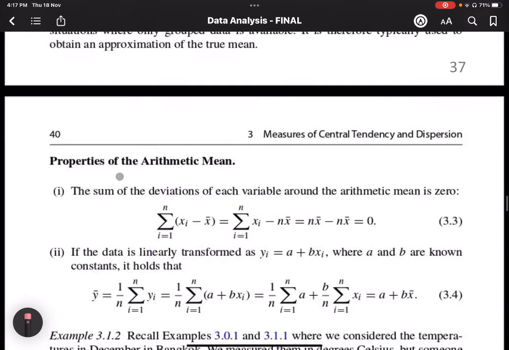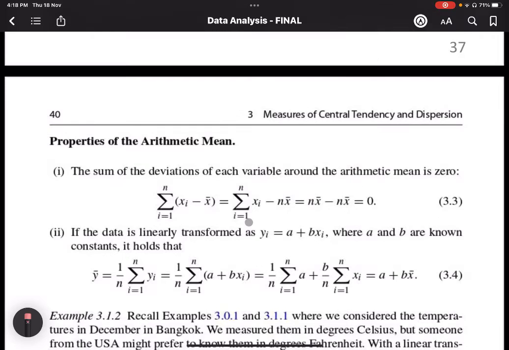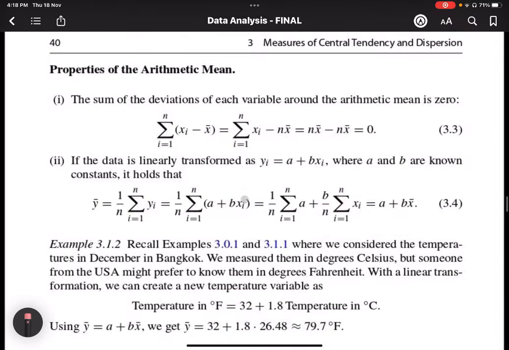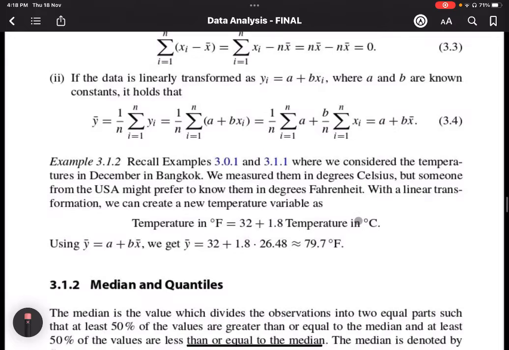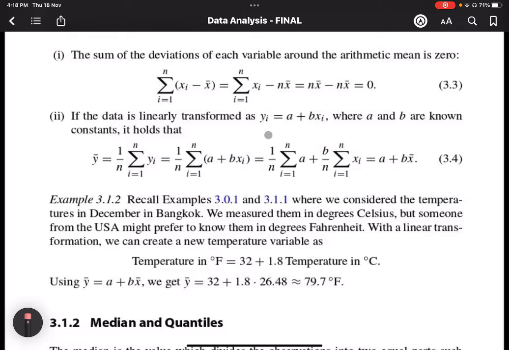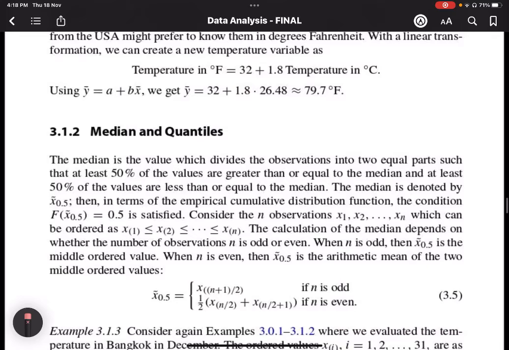We go now with the properties of the arithmetic mean. First is the sum of the deviations of each variable around the arithmetic mean is 0. So, yung deviations daw niya, wala siyang deviation. Next, if the data is linearly transformed, meaning kung magkaiba sila ng unit, transform natin. For example, centigrade, transform natin sa Fahrenheit, no? That is linear transformation. So if that is the case daw, there will be no difference between the two linearly transformed data. So yun yung two properties ng arithmetic mean.